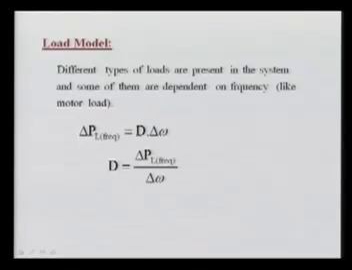So different types of loads are present in the power system. Some of them are dependent on frequency, like motor loads. So whenever the system frequency changes, the load taken by the motor is also changing. So we can define a term D, a damping constant, that relates the change in the frequency dependent load to the change in omega, or frequency.